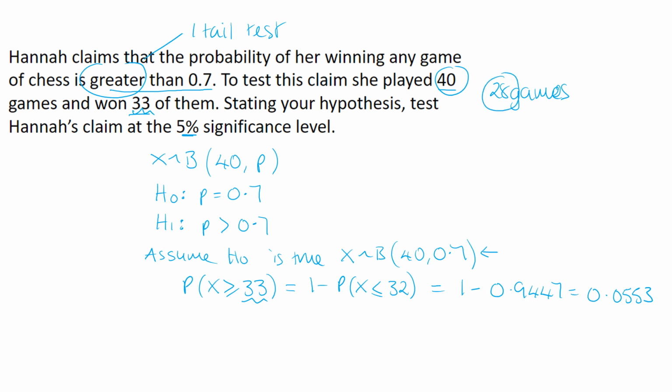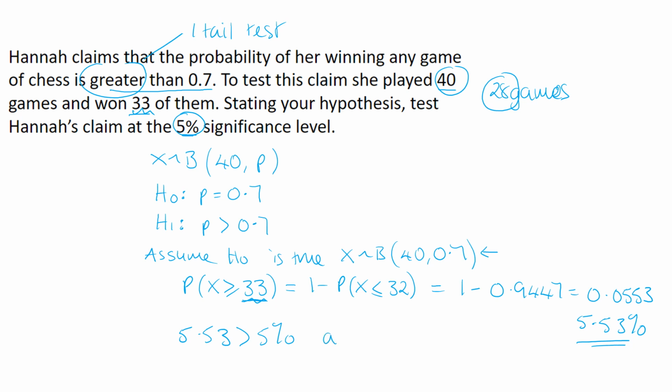So that's telling us that the probability of her winning 33 games based on the fact that we think she's going to win 28 games, is quite small. It's 5.53%, just putting that decimal as a percentage. Now you compare that with the cutoff level, which is the significance level, and we can see that this is above the significance level. So if that probability was smaller than the 5%, then we would say that because she's won so many, it's so far above what we were expecting, then what we were expecting must be wrong. But because 5.53 is greater than the 5%, then this doesn't give us enough evidence to reject H0.